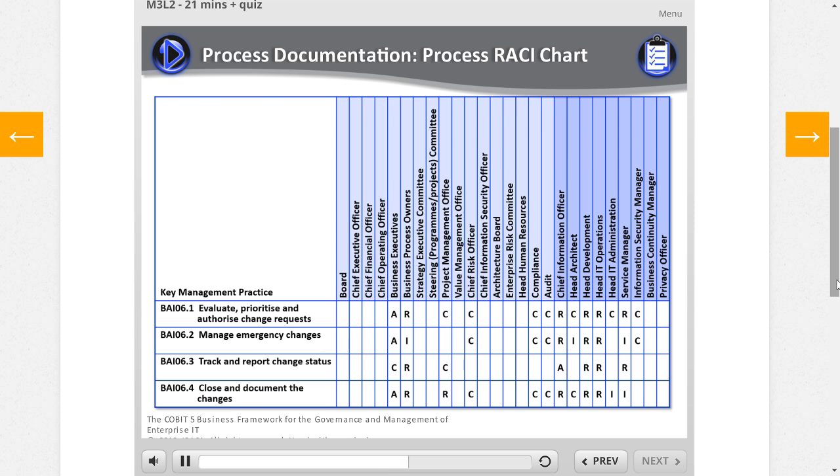Also, this chart only includes internal stakeholders. Yours might need to include external ones. For example, the change management process of a commercial IT service provider would likely have its customers as stakeholders. You don't need to memorize this diagram for the exam, but you will deepen your understanding of COBIT if you take a few minutes to study it.